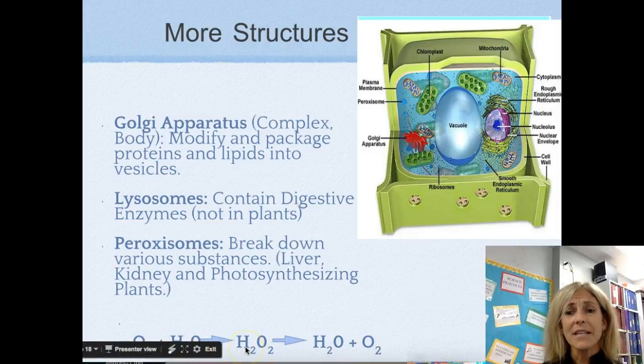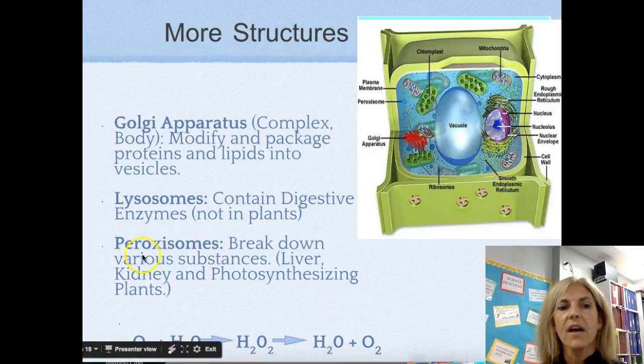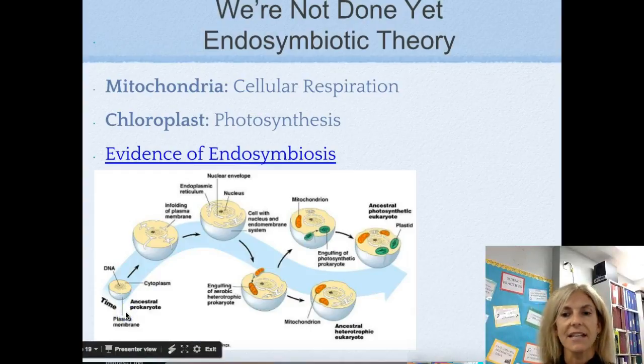And that can be toxic to us. So we need a way of breaking it down. So it's going to break it back into water and oxygen. And this is common in the liver and in the kidneys and in photosynthesizing plants. So we're going to work with hydrogen peroxide in the lab, and we're going to break it down using the enzyme catalase.